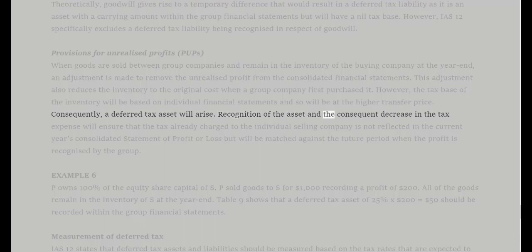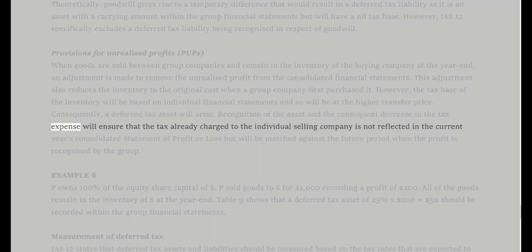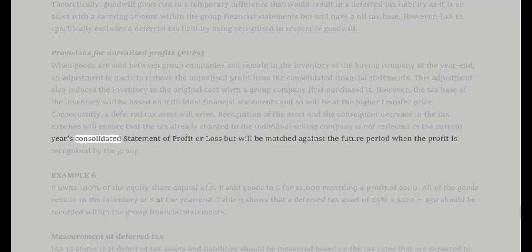Recognition of the asset and the consequent decrease in the tax expense will ensure that the tax already charged to the individual selling company is not reflected in the current year's consolidated statement of profit or loss, but will be matched against the future period when the profit is recognized by the group.